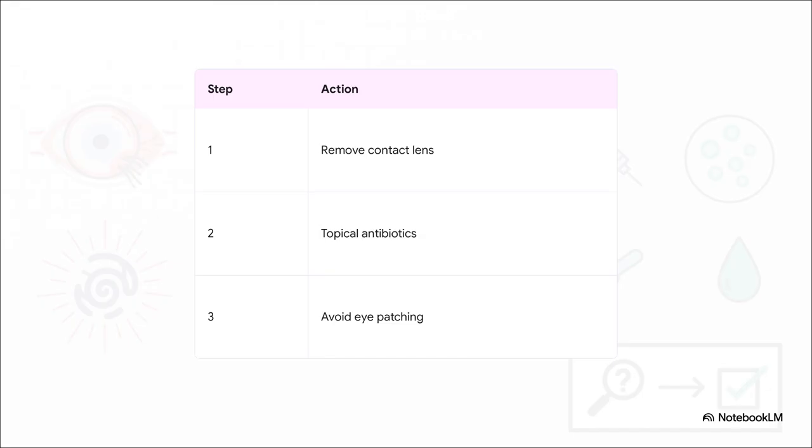The intervention absolutely dictates 3 strict steps. First, immediately remove the contact lens. Second, following emergent corneal scrapings for culture, you must administer intensive, round-the-clock, topical, broad-spectrum antibiotics, like a fluoroquinolone. Third, and this is crucial, strictly avoid eye patching.